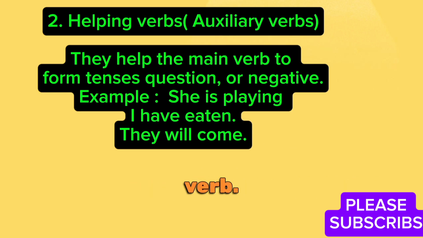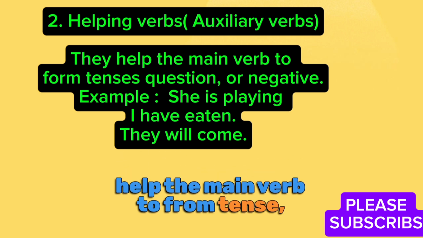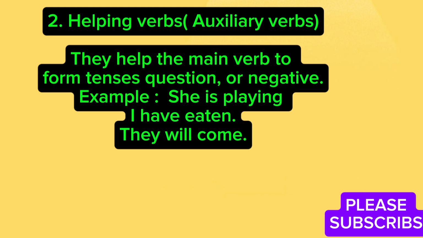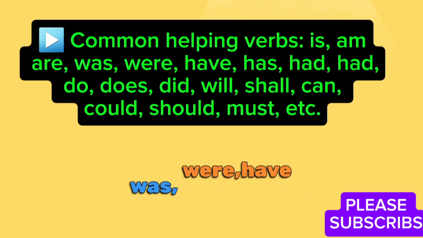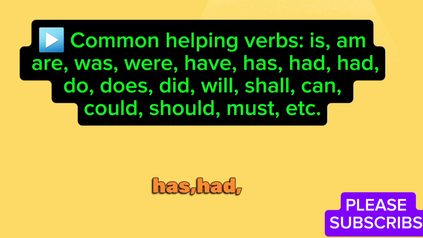2. Helping verbs, or auxiliary verbs. They help the main verb to form tense, questions or negatives. Examples: she is playing, I have eaten, they will come. Common helping verbs: is, am, are, was, were, have, has, had, do, does, did, will, shall, can, could, should, must, etc.